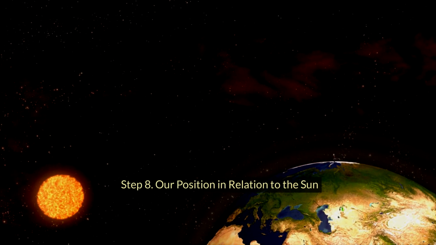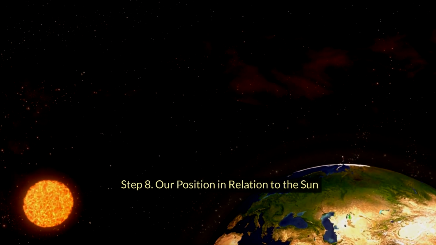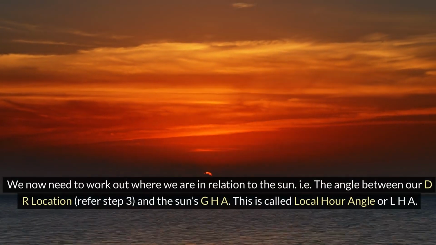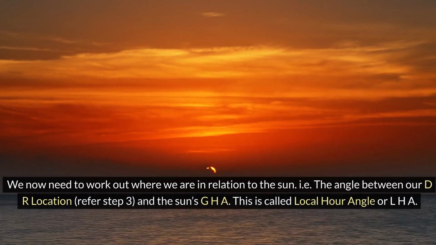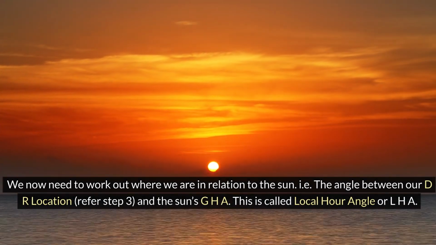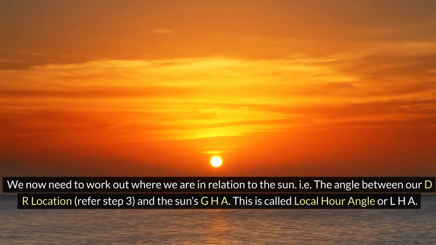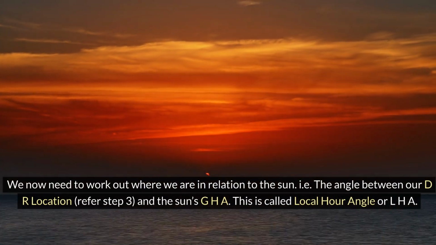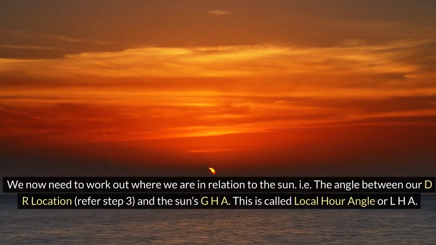Step 8. Our position in relation to the sun. We now need to work out where we are in relation to the sun, i.e., the angle between our DR location, refer Step 3, and the sun's GHA. This is called local hour angle, or LHA.